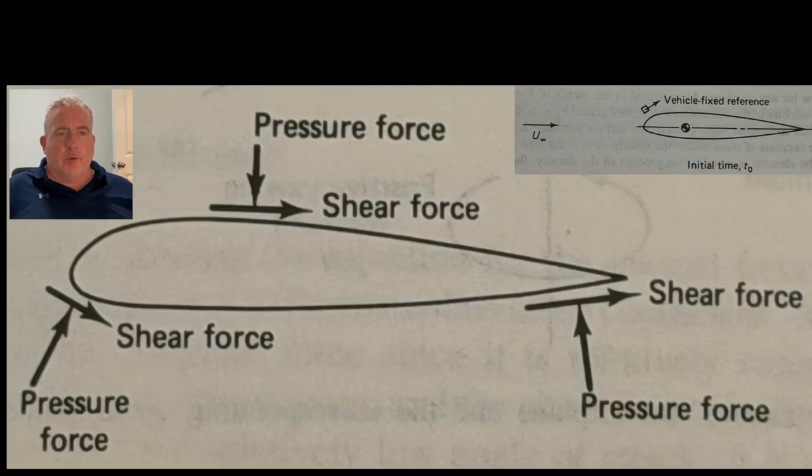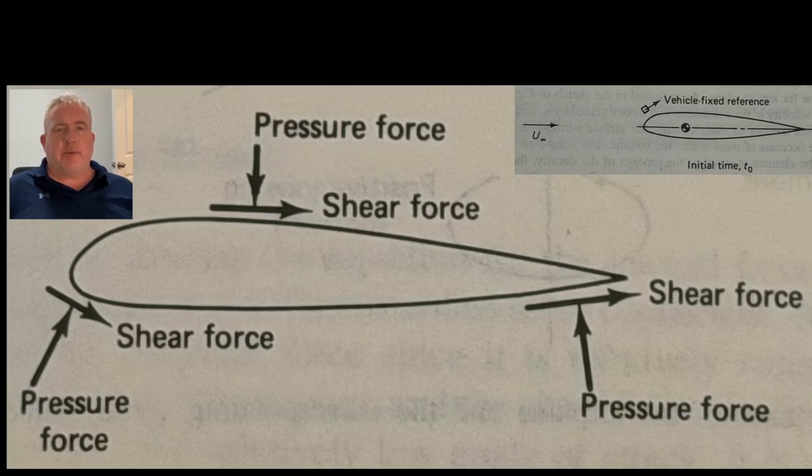Hello, today I'm going over how lift on a wing is generated. As you see in this figure, there's two components of force in the two-dimensional plane for an airfoil wing. We have the pressure force, which is the normal force against the surface, and the shear force, which is tangential to the surface. Shear force is like the drag, and pressure force is what tends to cause the lift direction for the wing.